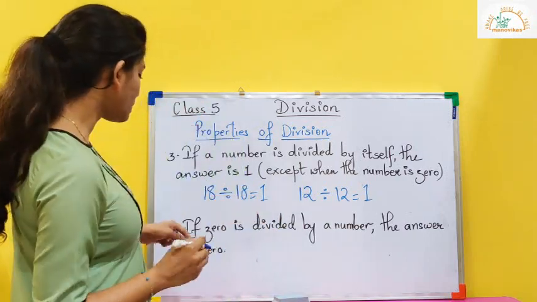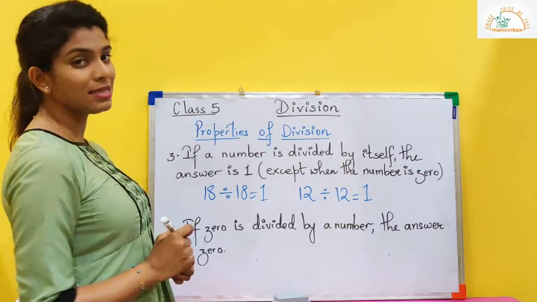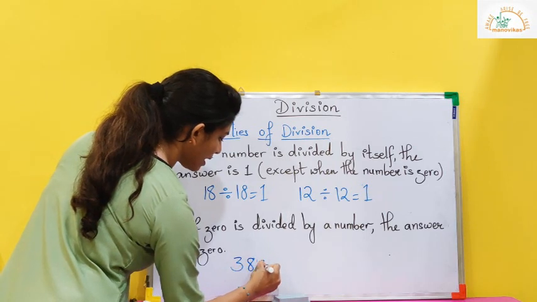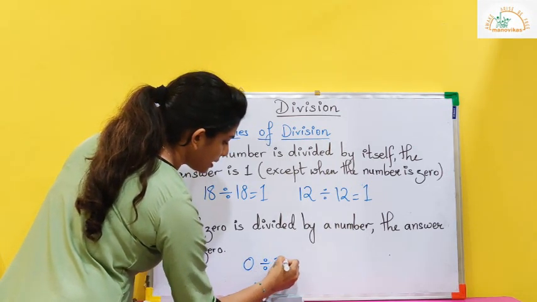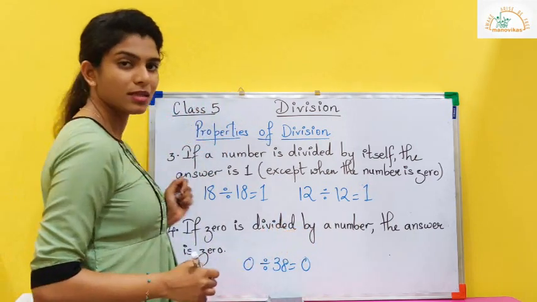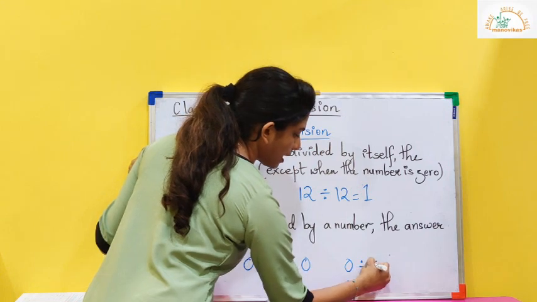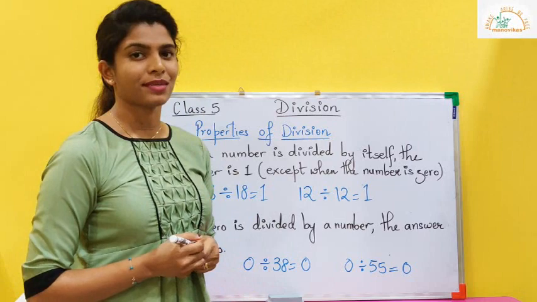Let's see the fourth property. If 0 is divided by a number, the answer is 0. Let's take one example here. 0 divided by 38, the answer will be 0. Let's take one more example. 0 divided by 55, the answer will be 0.